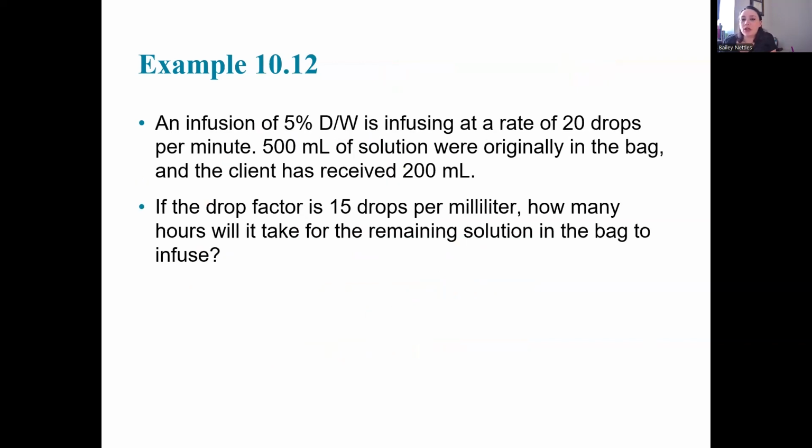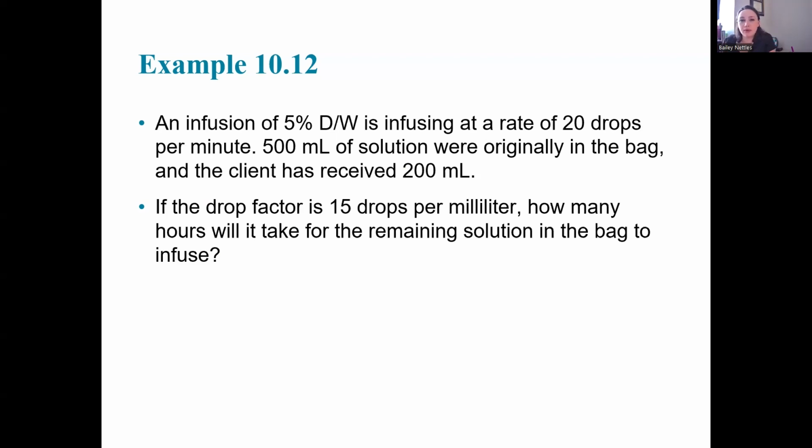Now we have a little bit more complicated. An infusion of 5% dextrose in water is infusing at a rate of 20 drops per minute. It was a 500 milliliter bag, and now they've received 200 milliliters of the 500 milliliter bag. The drop factor is 15 drops per milliliter. How many hours will he get the remaining?